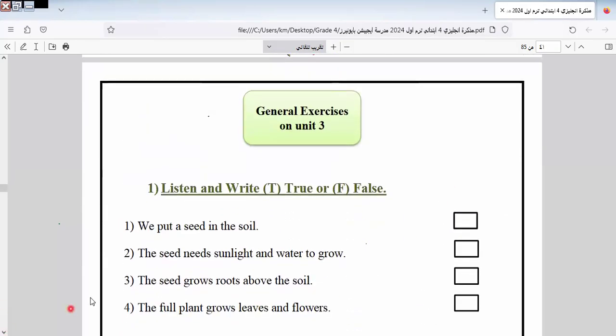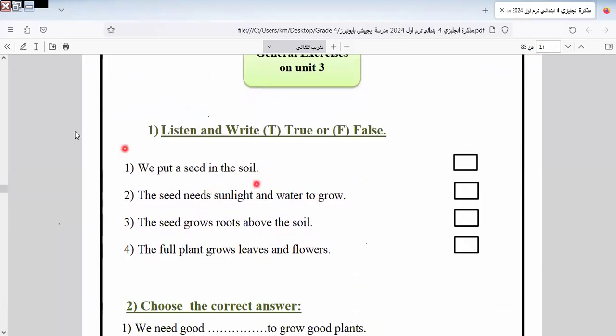Let's do the exercise related to Unit 3. We put seed in the soil. Is this right or wrong? Yes. The seed needs sunlight and water to grow. Of course, I think we know this, we took it in science. If you ask your science teacher, you will get this. The seed grows roots above the soil. Here is the roots. The full plant grows leaves and flowers. Yes, it's right. The seed grows roots above the soil. No, it's wrong.